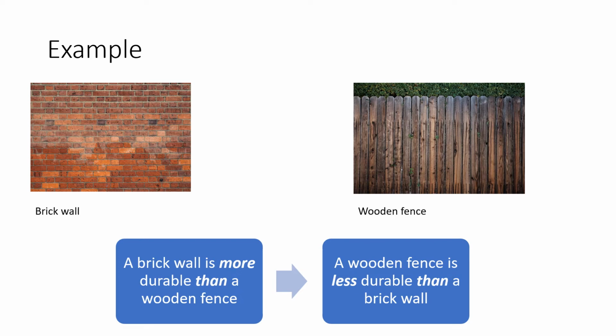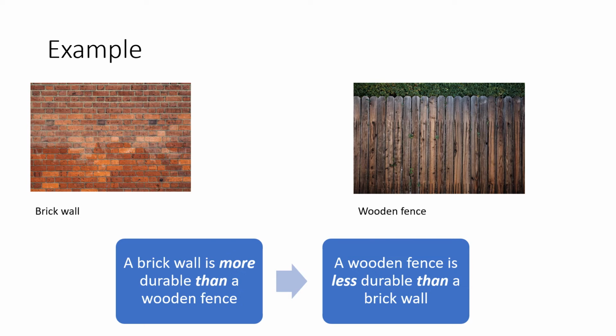Here is another example. We have a brick wall and we have a wooden fence. A brick wall is more durable than a wooden fence, but a wooden fence is less durable than a brick wall. Again, we are comparing two things and the amount of durability.